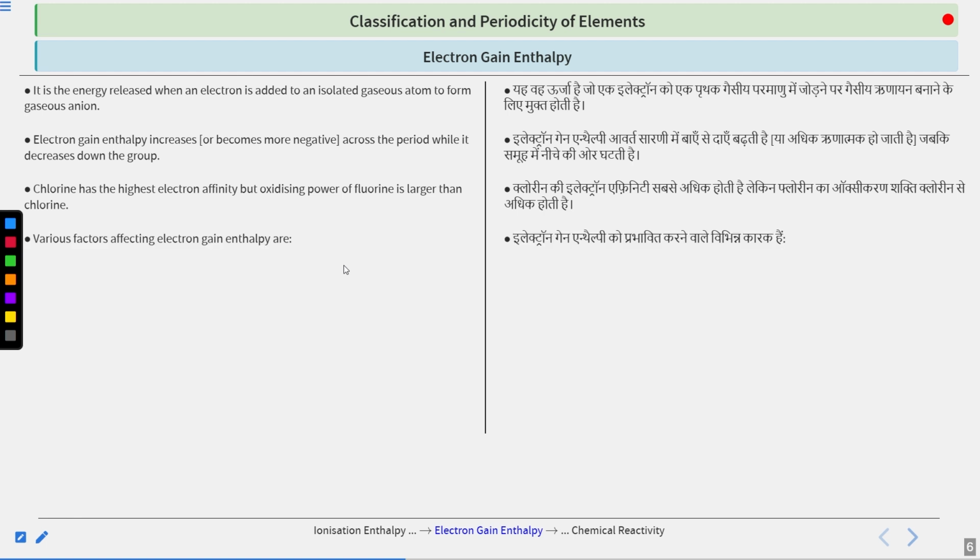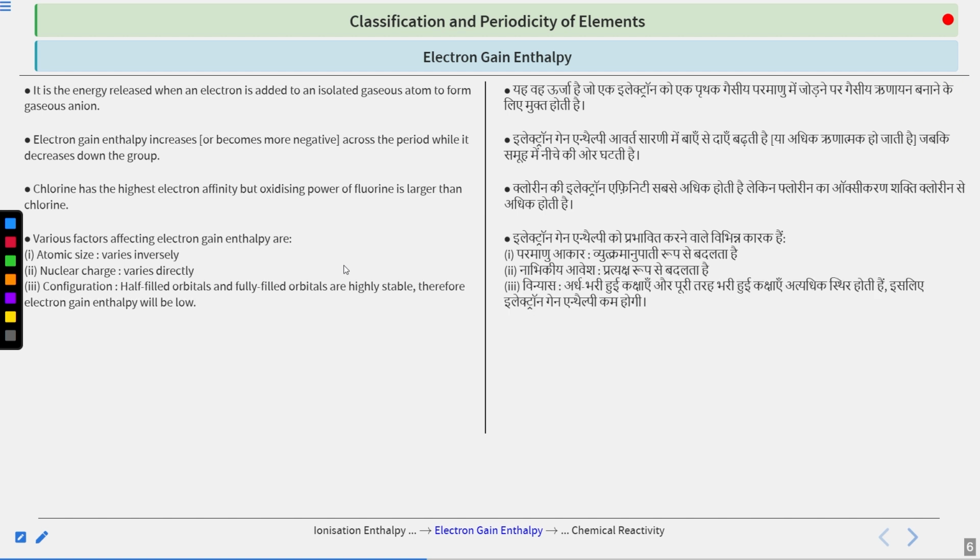Now various factors are there on which electron gain enthalpy depends. First is atomic size. As the atomic size decreases, the value of electron gain enthalpy increases. As the size is decreasing, an electron will be added easily and a more negative value will be found. So don't get confused about why it says inverse, because it is taking the whole value along with the negative sign. Similarly, if nuclear charge is increasing, then electron gain enthalpy value is also increasing.